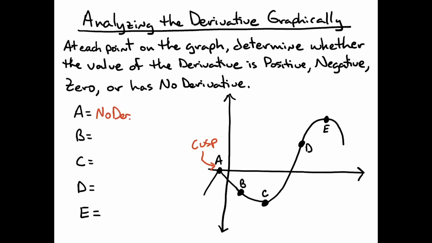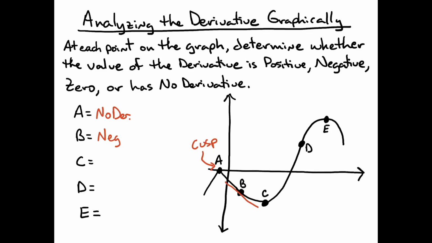Now if I look at the point B on the graph, and I attempt to draw the tangent line, it won't necessarily be a perfect tangent line, but the tangent line would look something like that. Looking at that, clearly I'm going to have a negative slope on that tangent line. So the derivative at B would be negative.